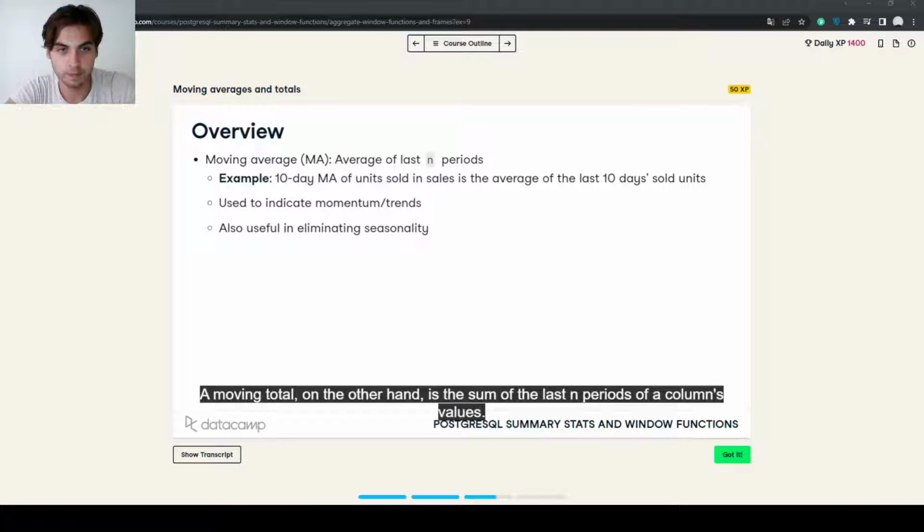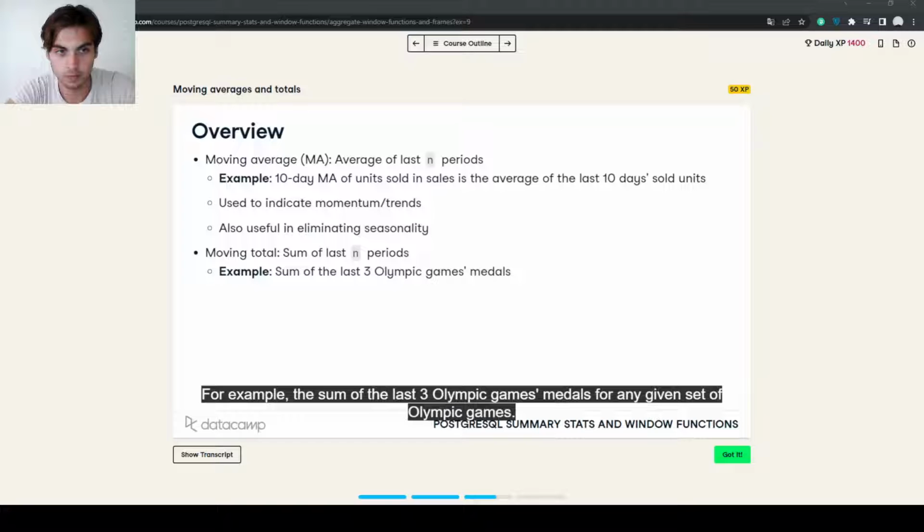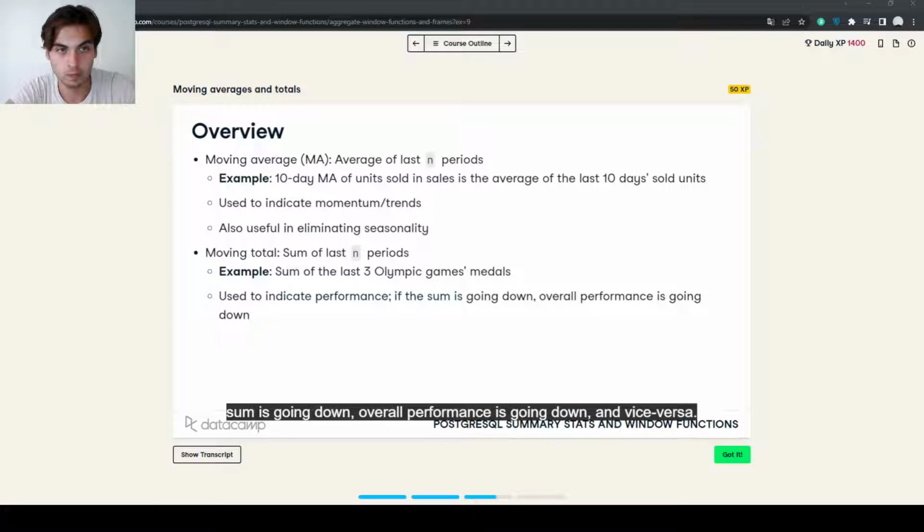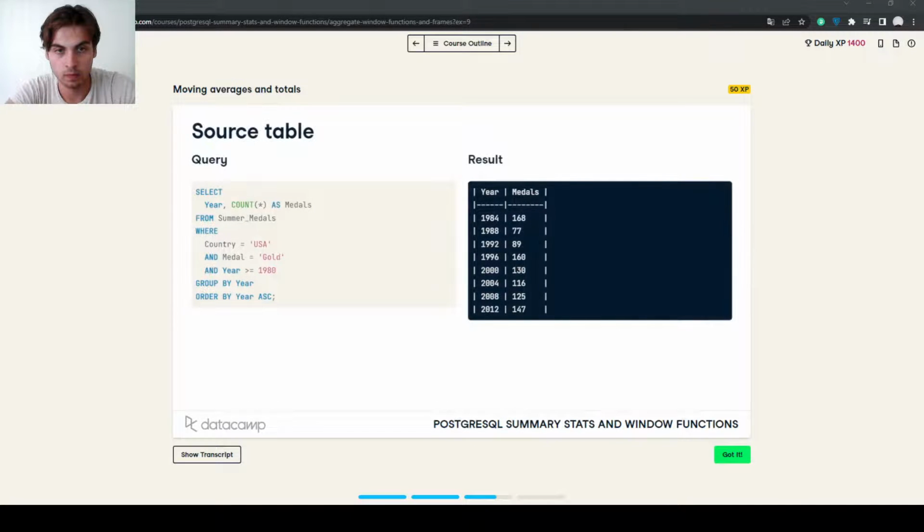A moving total, on the other hand, is the sum of the last n periods of a column's values. For example, the sum of the last 3 Olympic Games medals for any given set of Olympic Games. It's used to indicate performance in the recent periods. If the sum is going down, overall performance is going down, and vice versa. Let's see moving averages and totals in action.